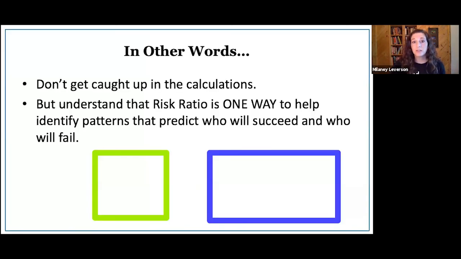So in other words, while we're going to teach you how to do risk ratio today, we don't want you to leave with the thought that this is the be-all, end-all, only way to investigate your data. We want you to understand that this is one way to begin to identify patterns that will predict who's going to succeed and who's going to fail in your current systems.